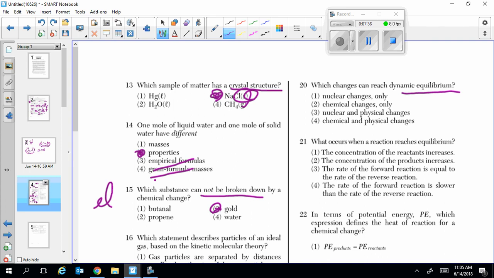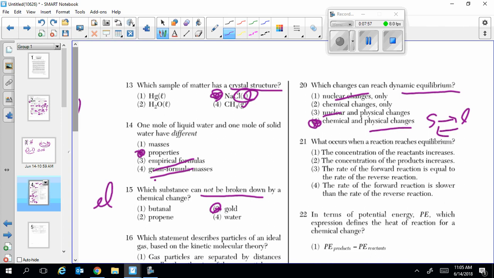Which ones can reach dynamic equilibrium? So nuclear change, we usually don't think of nuclear changes as reaching equilibrium at all. They're changing elements. So no, no. Chemical changes can, and physical changes, you could go back and forth between a solid and a liquid, and that's equilibrium as well. So chemical and physical could undergo it.